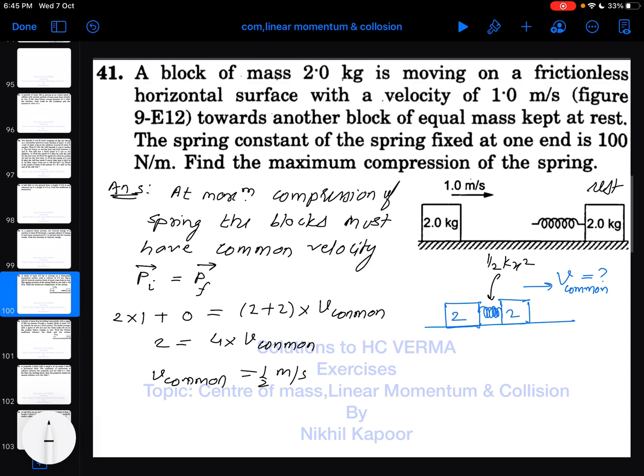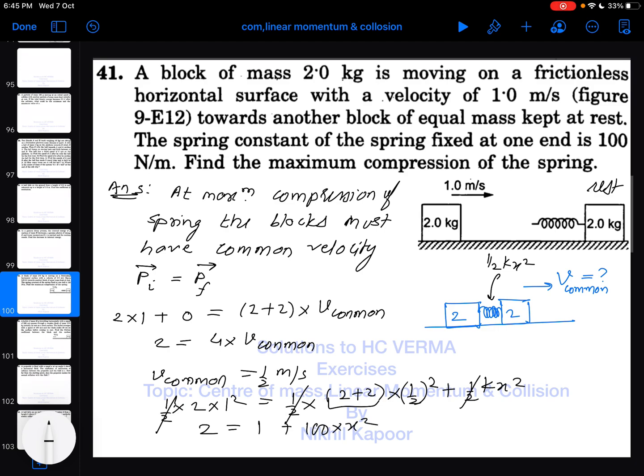So by conservation of energy, I can say that the kinetic energy of the system initial, half mv square, is equal to kinetic energy final plus spring energy. So it will be half m into v square plus the energy stored in the spring, half kx square. So this half will get cancelled from both the sides. So it will be 2 is equal to 2 plus 2, 4, and 1 by 2 is also 4. So that would cancel 1 plus k is 100 into x square.